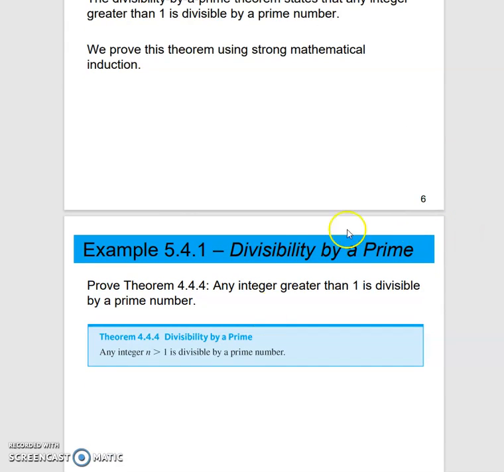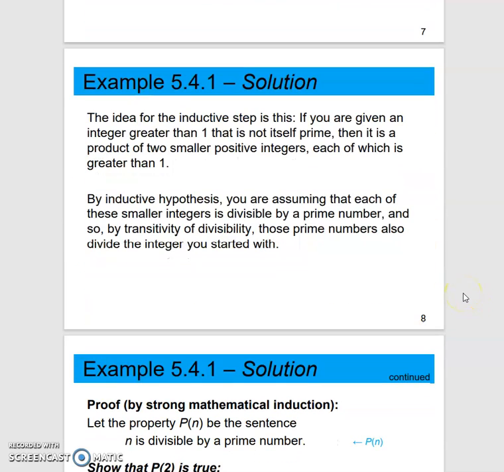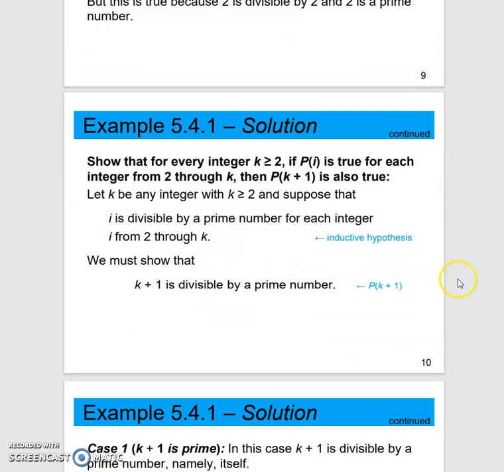And our example is we want to show that any integer greater than 1 is divisible by a prime number. Alright, so again, we are going to use this with induction, and here's your textbook author trying to talk through some of it. Now again, we always start with our basis. Since we have to be greater than 1, we're going to start with 2. 2 is definitely divisible by a prime number, that's true.